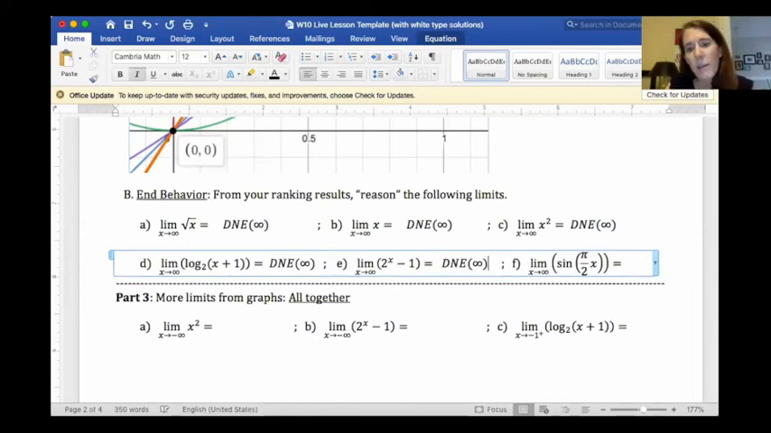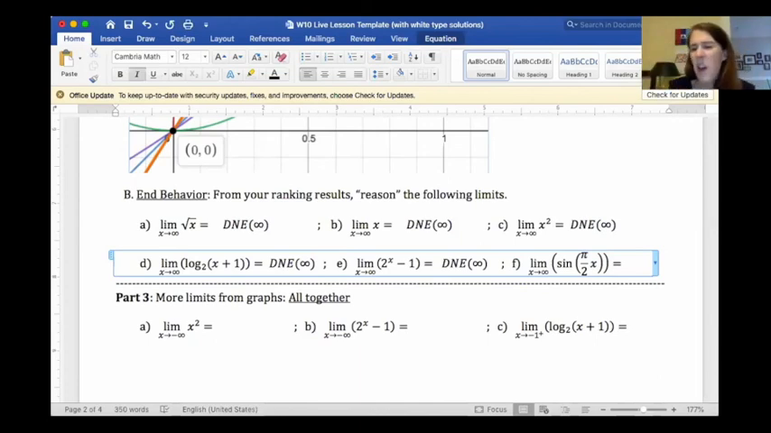So the sine function, what is the sine function? I'm going to watch my video screen. I want you all to show me with your hands what the sine function does as x goes to infinity. Show me what the sine function looks like. Right? As x goes to infinity, the sine function just keeps going like this.